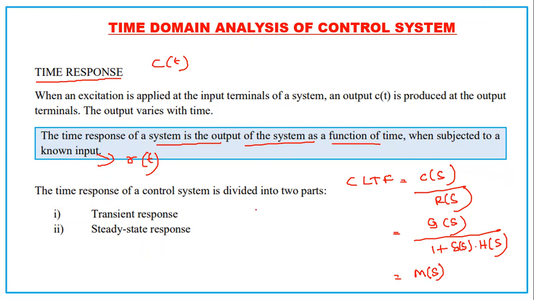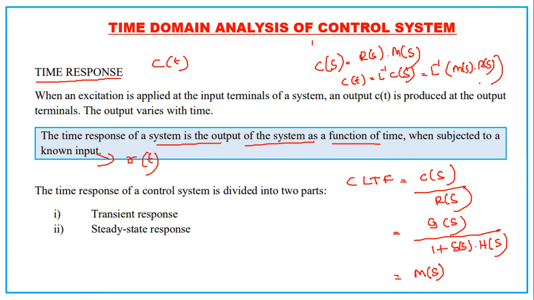Therefore, C of s will be equal to R of s into M of s. So in time domain, C of t will be L inverse of C of s, which is equal to L inverse of M of s into R of s. And M of s we know is G of s by 1 plus G of s into H of s.